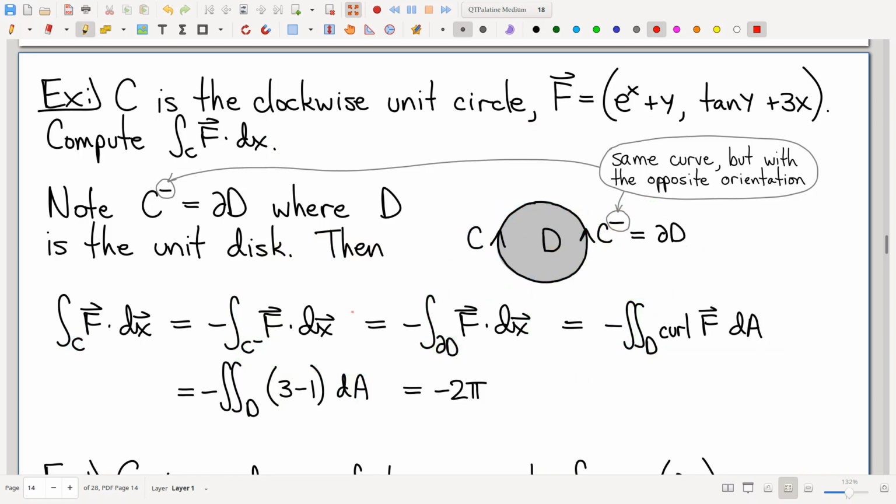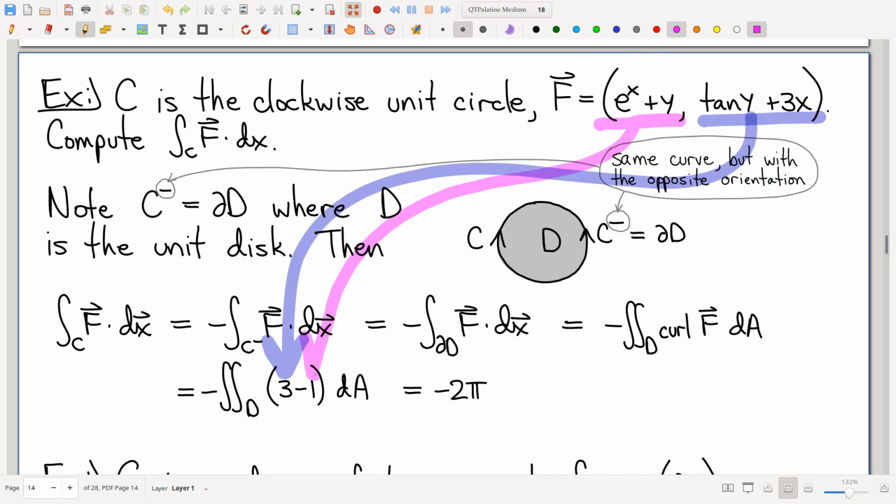I've got to compute the formula for curl. Remember, the formula for curl is I've got to take dQ/dx. So I've got to take the x partial of that, which of course is just 3, and then minus dP/dy. So I've got to take the y partial of that, which of course is just 1. 3 minus 1 is 2.